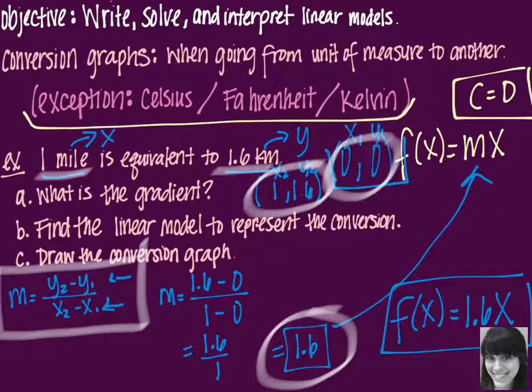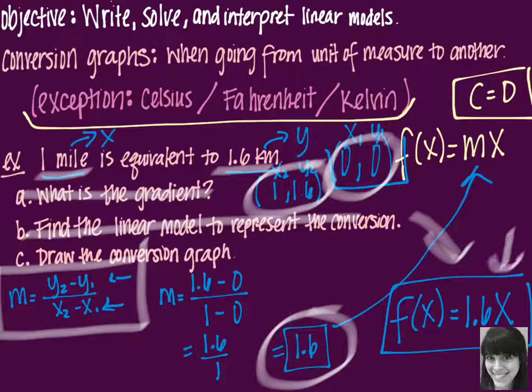Now we found the gradient. We found the linear model. It's right here: f of x equals 1.6 times x. Our input is x, our output is f of x. Now we're going to draw the conversion graph.